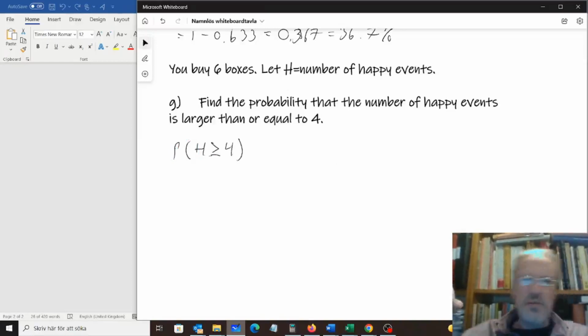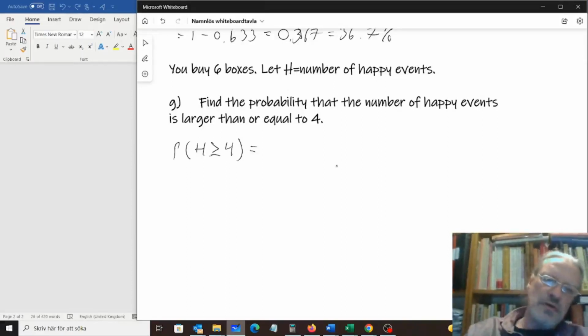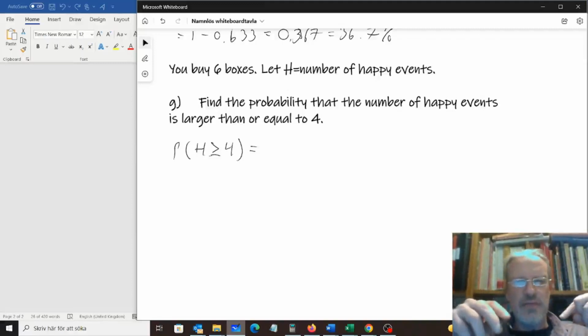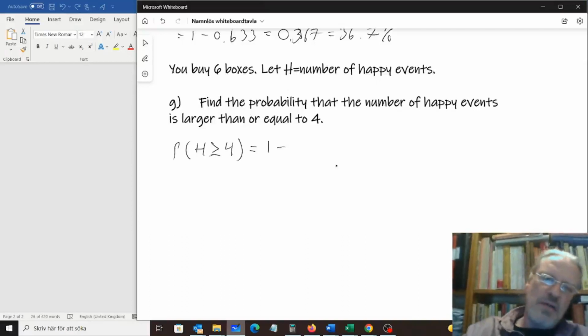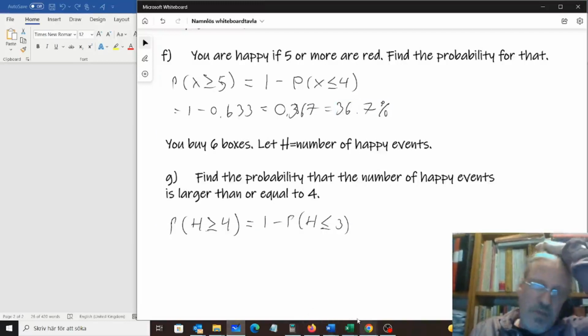And yet again, we have a binomial distribution, right? Because either we get a happy event or not a happy event, and we have a certain probability for the happy event that we calculated earlier on. So we also see that we should calculate the number of happy events, that they should be larger or equal to 4. In other words, that would be 1 minus the probability that the number of happy events is less than or equal to 3. So the probability to get the success here, in other words, to be happy, is equal to the thing we calculated before. So we could here go in, and now we can see that we have one little problem.